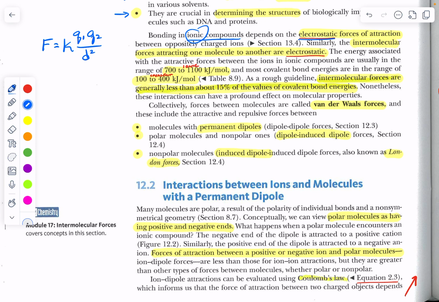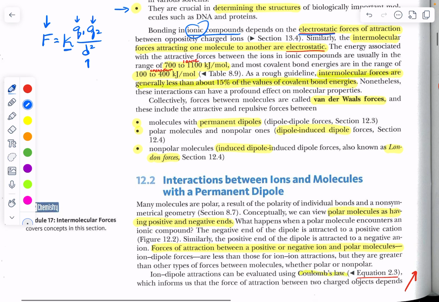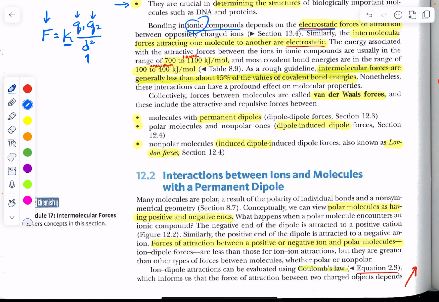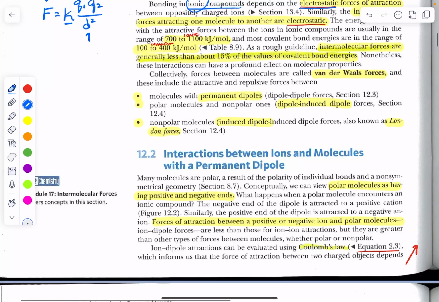So we can calculate this force of attraction if we know the values of these charges, whether they're +1 or +2 or -2, multiplied by the quantity of a charge, which is equal to the charge of an electron. And then this is the distance between them, and this is a constant that you would look up. So that's what we mean by electrostatic forces of attraction, and we can calculate those energies.